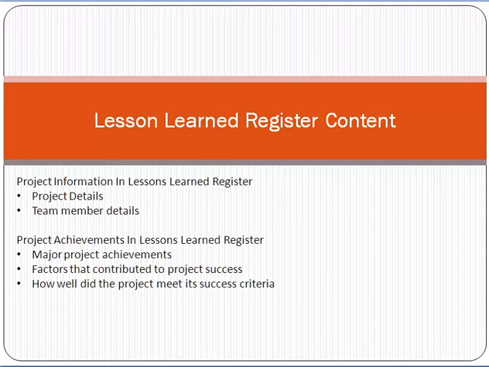Then your achievements, for example, you completed UAT on time, project closure on time, within budget and within cost, and there were very few change requests. So your achievements should be very well and properly documented in the lesson learned register.